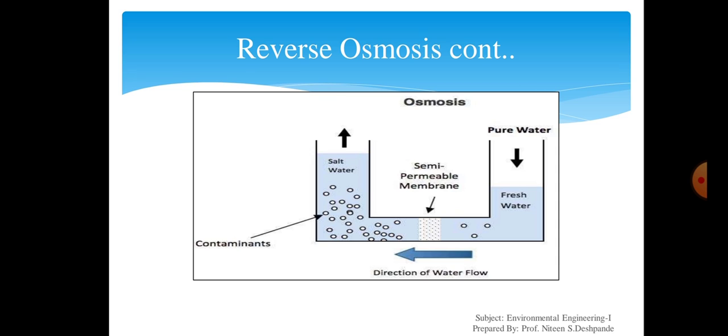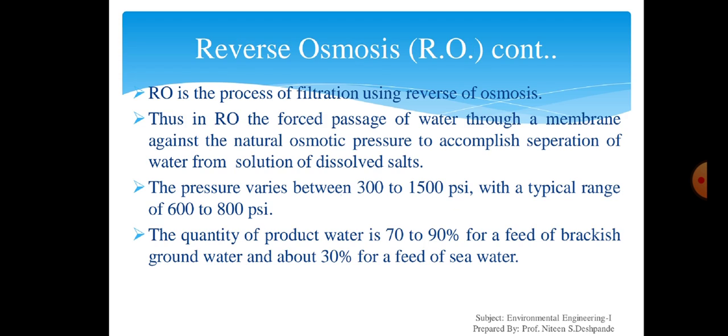Thus reverse osmosis is the forced passage of water through a membrane against the natural osmotic pressure to accomplish separation of water from a solution of dissolved salts. The pressure applied varies between 300 to 1500 psi, with a typical range of 600 to 800 psi. The quantity of product water is 70 to 90% for a feed of brackish ground water and about 30% for a feed of sea water.